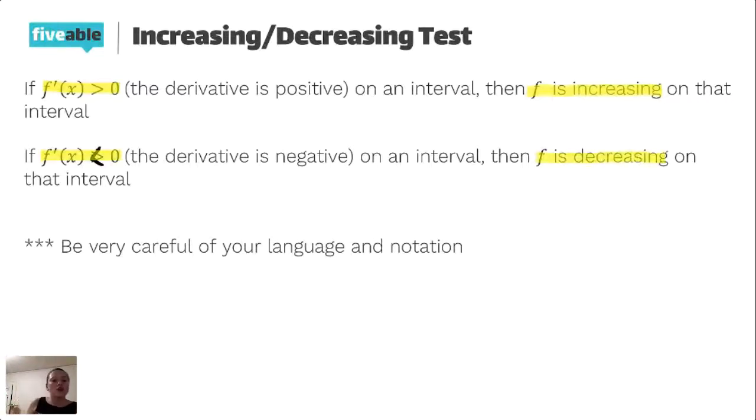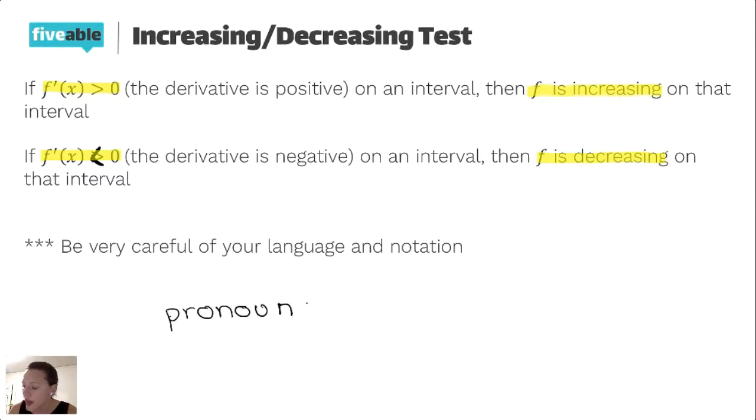Okay. Super, super careful, and this will be really important on the AP test itself. Be very careful of your language and your notation. We say that f prime of x is positive, and we say that f prime of x is negative. That means the same as f of x is increasing or f of x is decreasing, okay? So you want to make sure that you have those matched up, and you also want to avoid using pronouns.